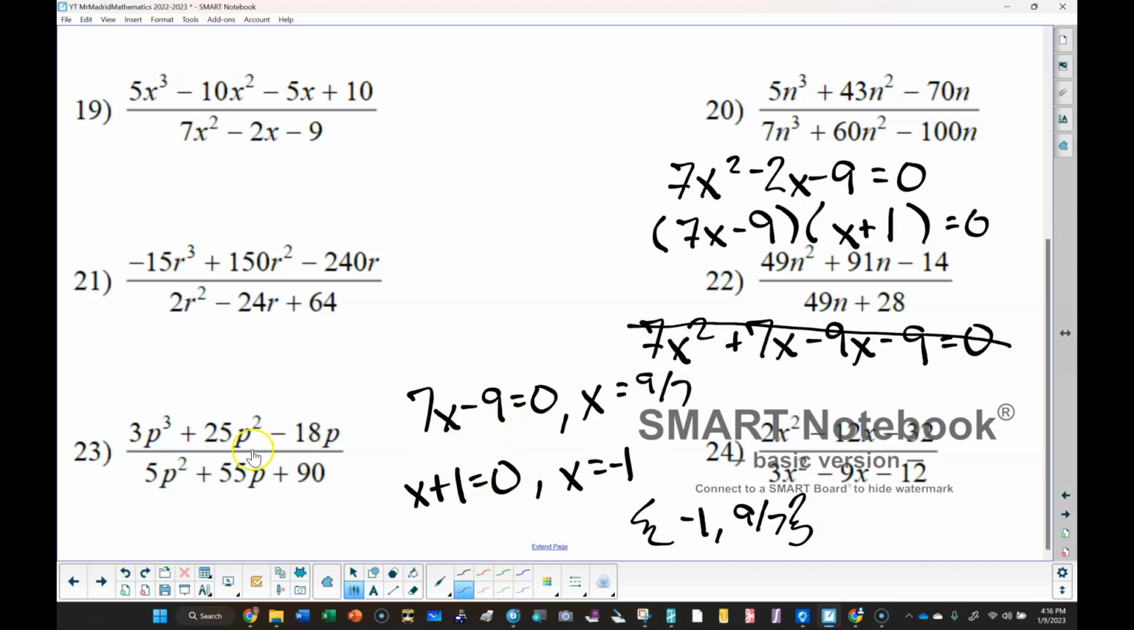Again, this is the more advanced problems. So hang in there, okay? Take a deep breath. All right. So now I'm going to simplify. The cool thing is I've got the factored form down here. Okay, so that's pretty cool.